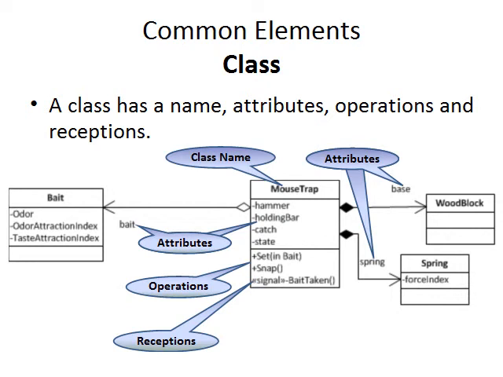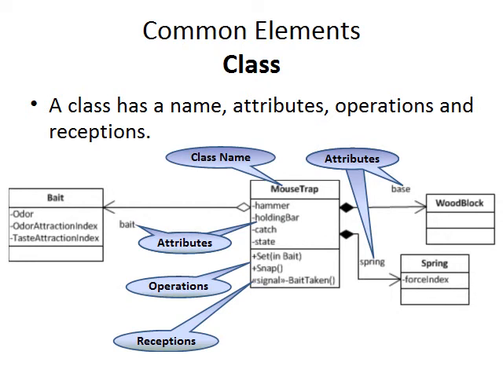So a class is basically meant to be, as I mentioned earlier, a classifier, and it's meant to be a reusable type that can be instantiated or reused in multiple places, and has a name, attributes, operations, receptions for events, and so on. This is a snippet from, let's say, a class diagram that shows a class, mousetrap, bait, woodblock, spring. Those are the 4 classes that are depicted on this diagram.